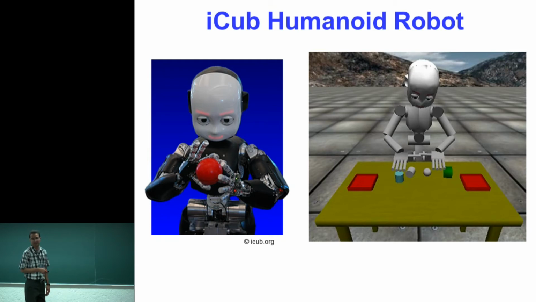Here we had a very simple task. The robot is supposed to grasp these objects that are on the table and put them in these containers. Okay?